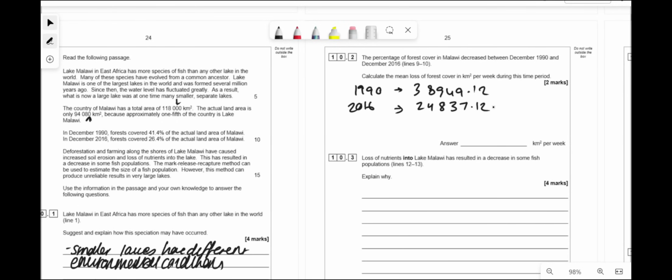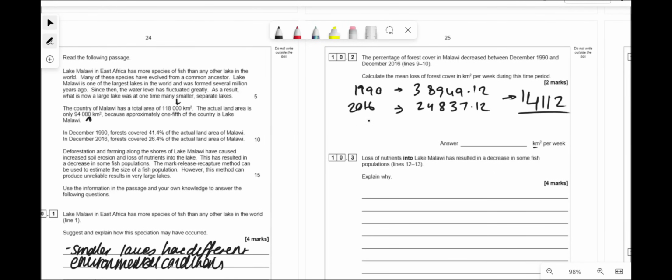24,837.12. So now we need to work out the difference between the two of these, because that'll be the loss of forest. So that's going to be 38,949.12 minus the answer, which gives you 14,112. So now we've got the loss in kilometers squared, but they want it per week.